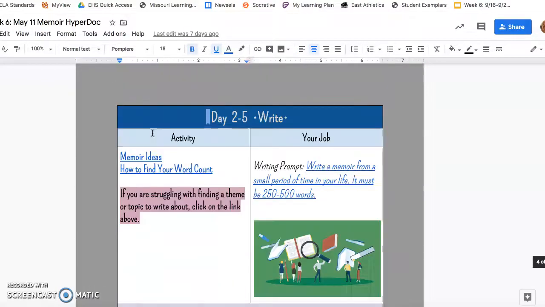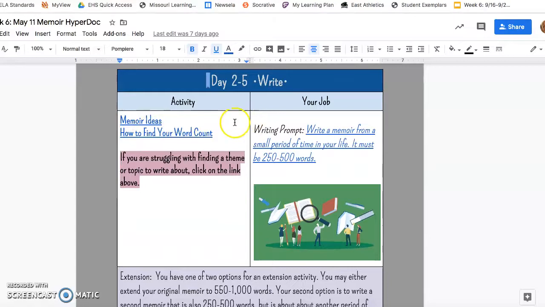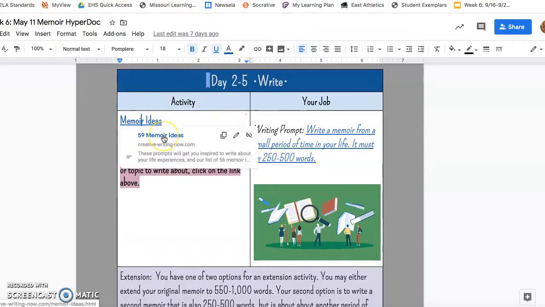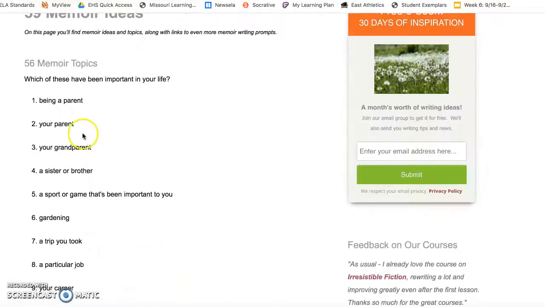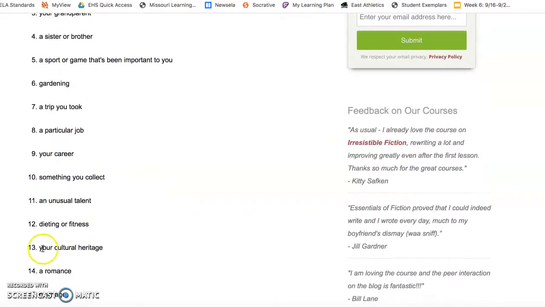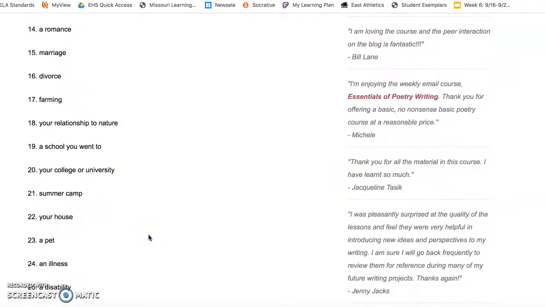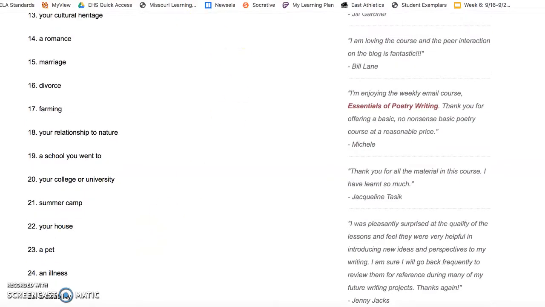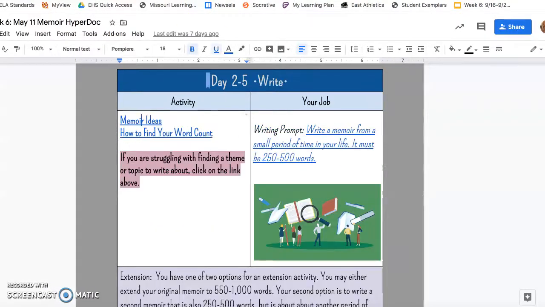So once you have gone through these, then when you actually begin to write, there is a link I put here. There are 59 different memoir ideas you can find here if you're someone who said, my life is boring, all these things. No, it is not, trust me. You can write about your parent, you being a sister or brother, a trip you took, your career, your cultural heritage. I would maybe write about moving or losing a parent in my life. That had a lot to do with me coming of age and growing up. And again, how to find your word count.